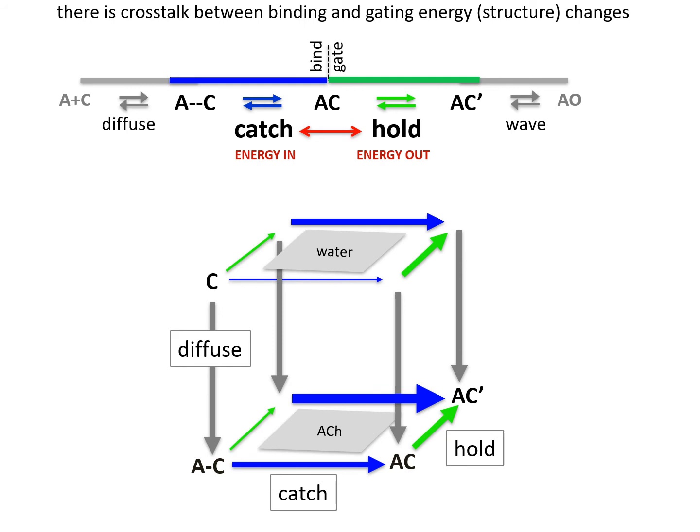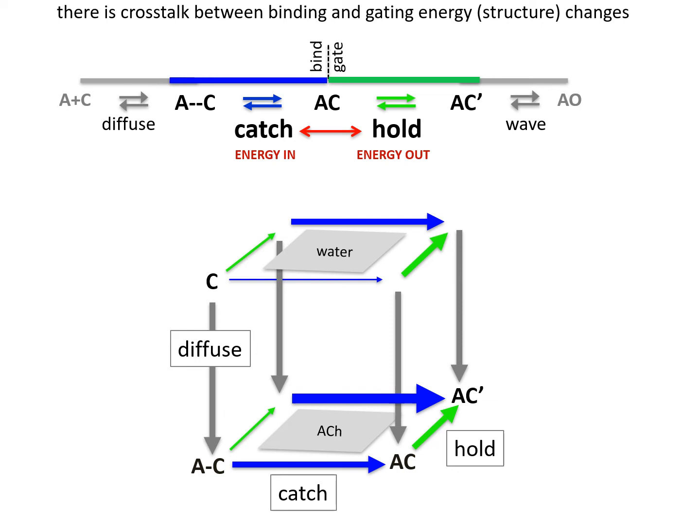So the main activation pathway is, the vertical lines are diffusion of the agonists to form the A-C complex. And then the blue lines represent catch, and the green lines represent hold. So the main activation sequence is diffuse, catch, hold. Now it is possible to hold before catching, and that would be on the bottom plane, the leftmost green arrow. But the arrow thickness represents the equilibrium constant for that reaction.